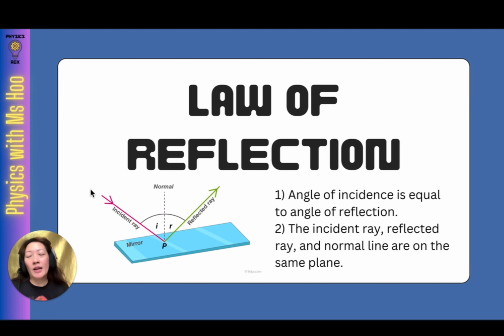The light ray, which is shown towards the mirror, is known as the incident ray. Sometimes we say that the light ray is incident towards the mirror. So the term incident ray here refers to the light ray that comes from the source. The light ray that is reflected off the surface of the mirror is known as the reflected ray. Now let's see how the law of reflection applies in this situation.